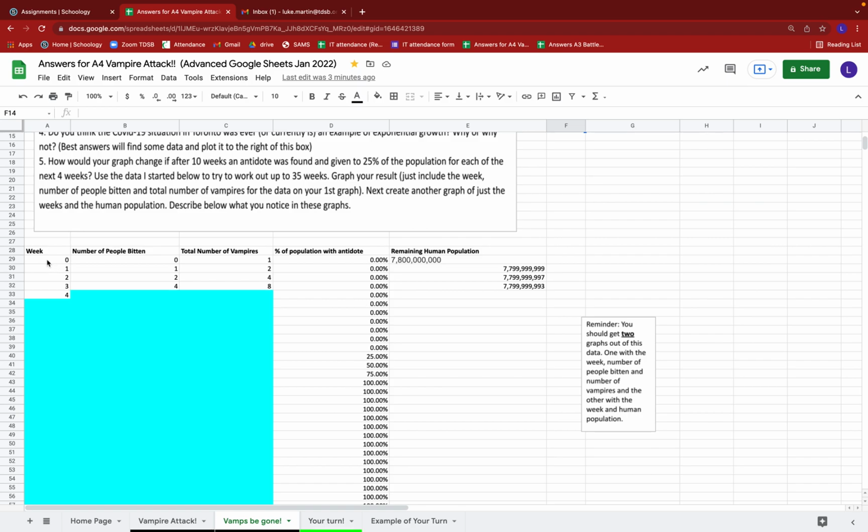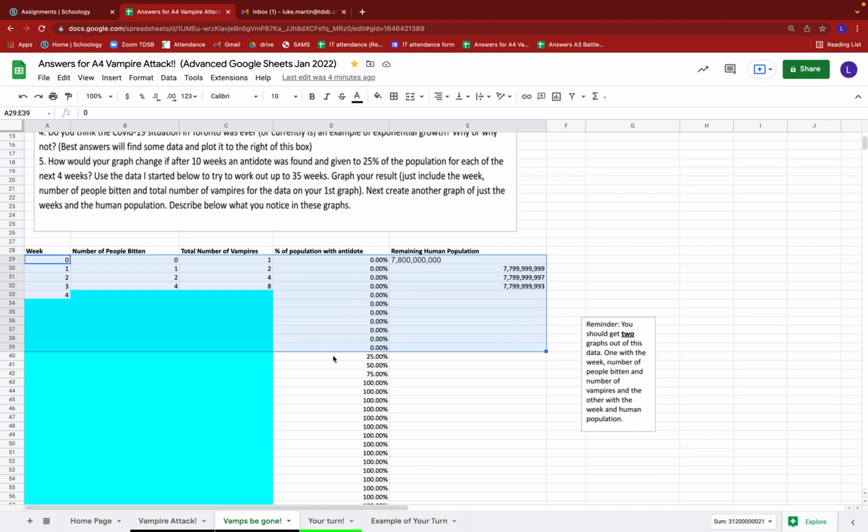For example, if you take weeks 0 all the way to 10, before the antidote was found, look at the population who has the antidote during this time. It's 0%. So basically, this is exactly the same as your previous scenario. Nothing's changing. Your numbers are going to be exactly the same.